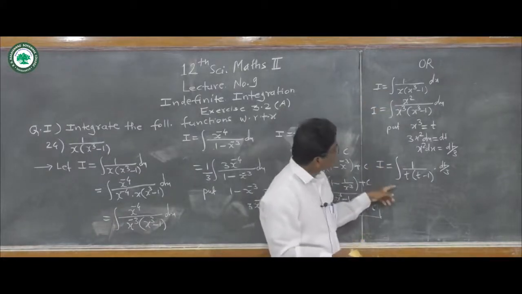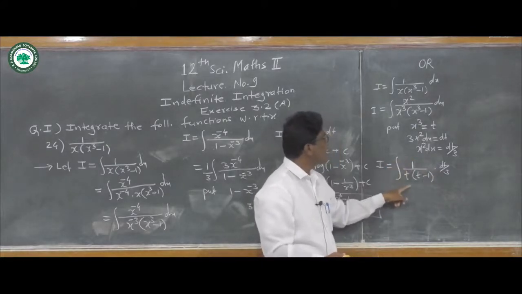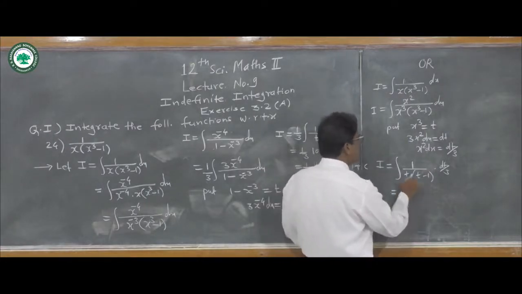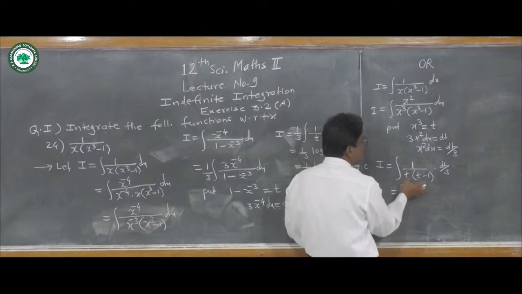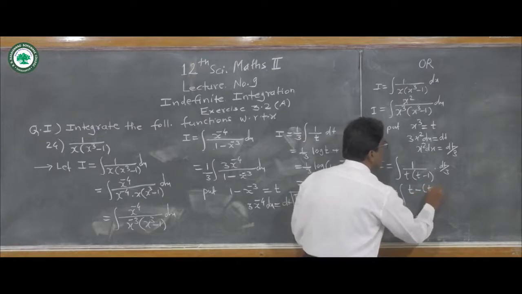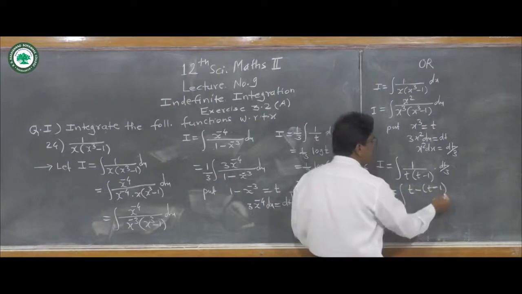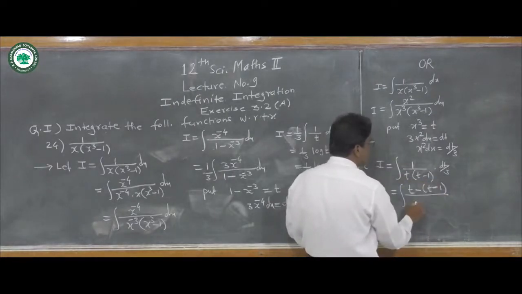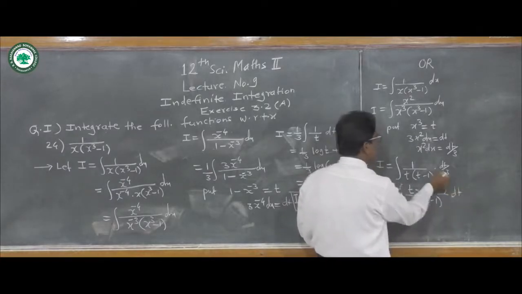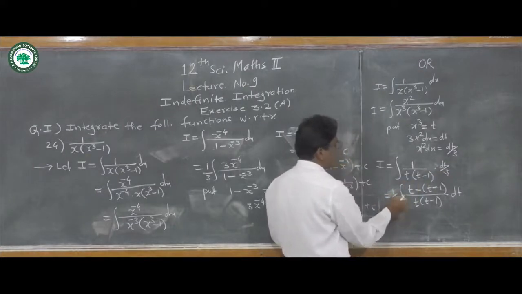Now here we have to take 1 upon t into t minus 1. We arrange these terms like this. We write this 1 in terms of subtraction of these two, that is t minus 1. We write 1 as t minus this t minus 1, divided by this denominator as it is, t into t minus 1, and this dt as it is, with this 1 upon 3 constant outside the integral.